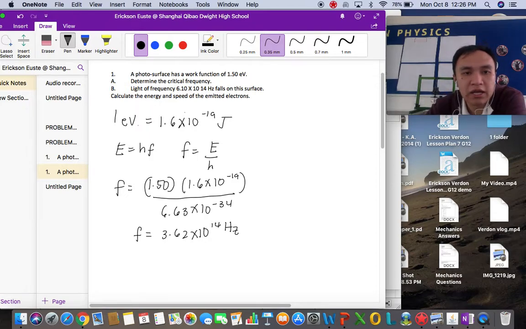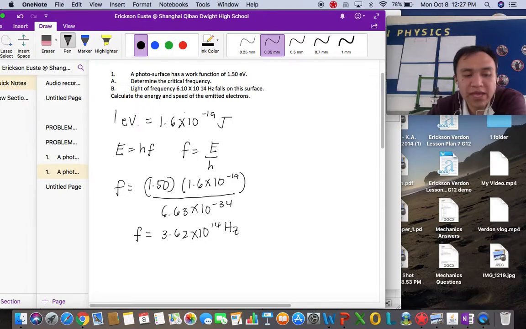Now, for letter B, light of frequency 6.10 times 10 to the 14 falls on the surface. Notice, class, that this 3.62 times 10 to the 14th hertz is the threshold frequency. That means that any frequency received by the photosurface that is higher than that can lead to an ejection of the electrons. So with this, we can determine the energy that we will be having.